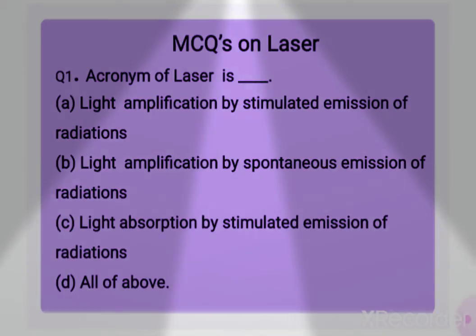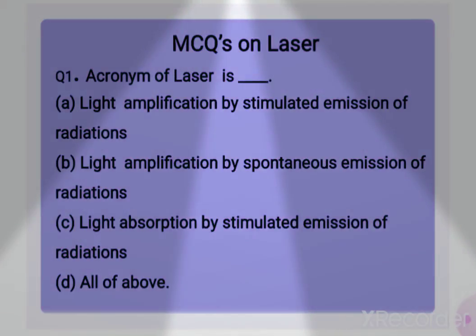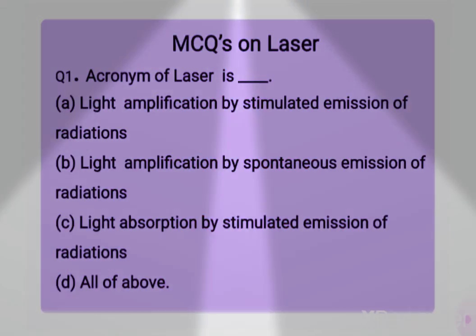So it was the most familiar question, because whenever we study laser we start with its full form, that is, light amplification by stimulated emission of radiation. It means we get laser light by the amplification process, which is because of the stimulated emission of radiation. So option A is correct.